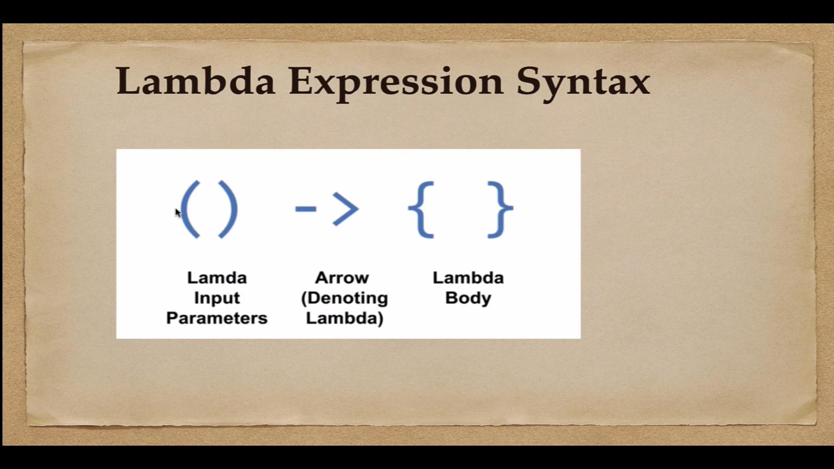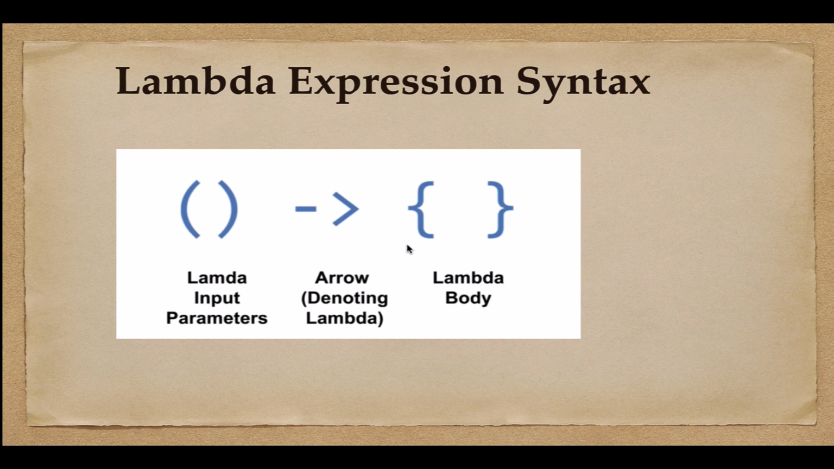Well, lambda expression basically contains these three parts. First part is lambda input parameters. Second part is arrow, so this will denote lambda. Third part is lambda body. Okay, just remember this syntax because whenever we write the lambda expression, we use this syntax. So first part is lambda input parameters, second part is arrow, third part is lambda body.